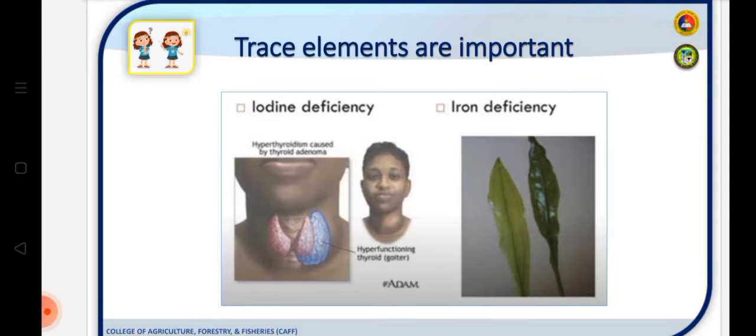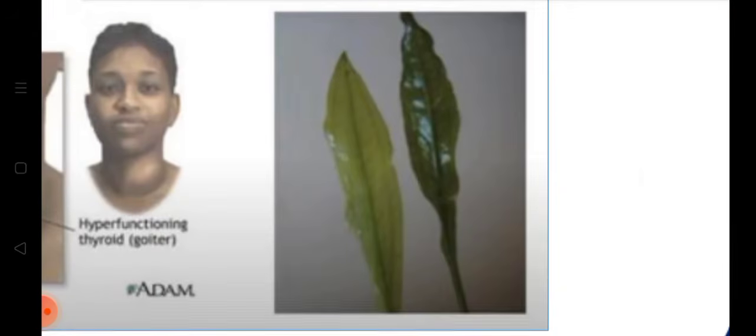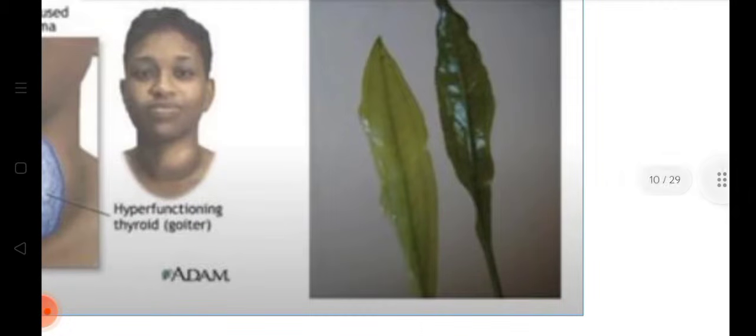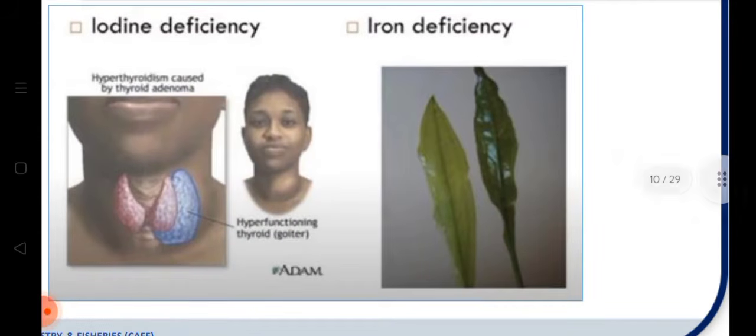We're very familiar with goiter, right? Then in plants, if there is iron deficiency, this will be the result. The darker one is the healthier leaf, while the other one, which has light colored leaves, is deficient in iron. Just like humans who are anemic, right? It's because they also lack the trace element iron, or there is an iron deficiency. So humans become anemic, and plants also become anemic.